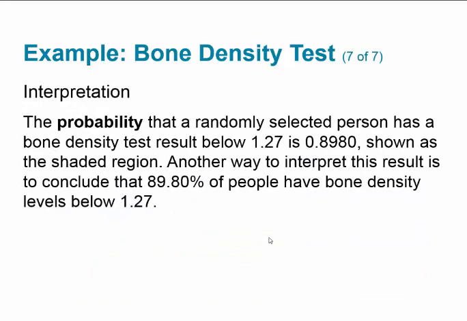So how do you interpret this? The probability that a randomly selected person has a bone density test result below 1.27 is 0.898, shown in the shaded region. Another way to interpret this is to conclude that 89.8% of the people have bone density levels below 1.27.